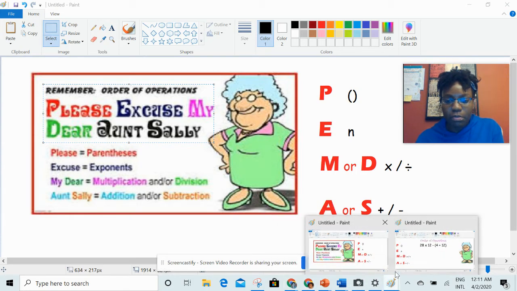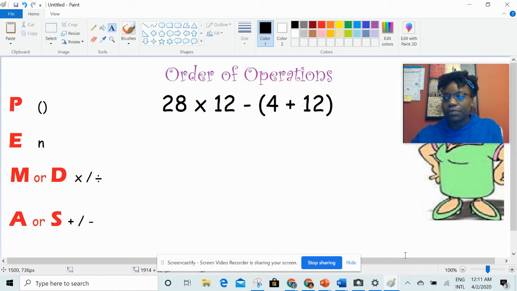All right, so here's our problem that we're going to work on together. And this problem says 28 times 12 minus, in parentheses, 4 plus 12. Now, I briefly said this to you guys before, talking about the quantity of, but I really didn't speak about it for a long time. So I want to make sure that we remember that when we have the parentheses, that means the quantity of that amount.